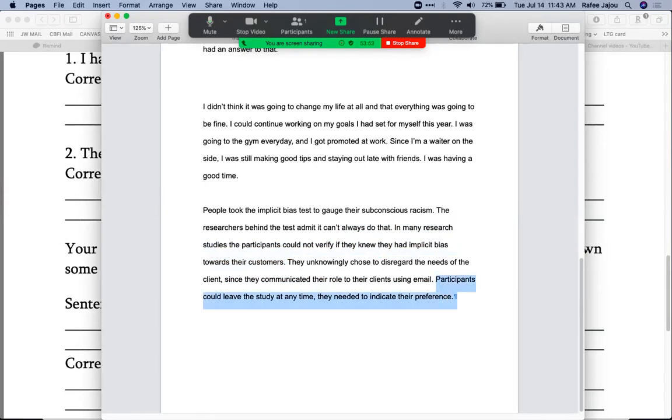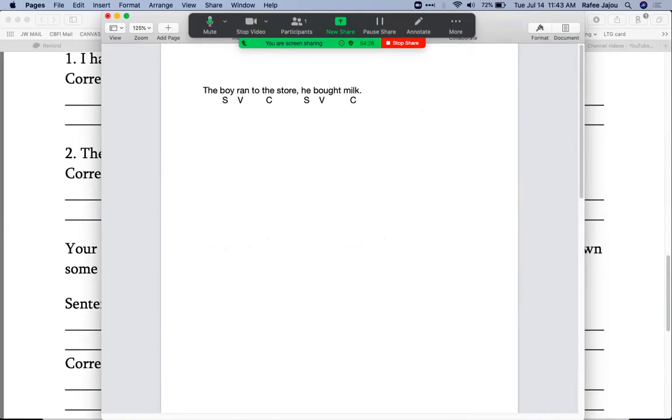Last one. Participants could leave the study at any time, they needed to indicate their preference. What's missing here? We have two independent statements joined by a comma. Option one, period. But since they're kind of related to each other, you can do option two, comma, and they needed to indicate their preference, which I believe is a better choice. And that ends it.